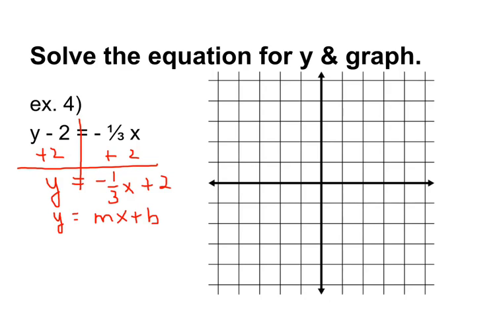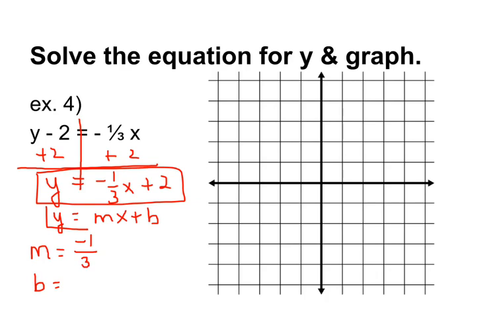Okay, now we're ready to do what we did yesterday, which is to write down our slope and our y-intercept from our y equals mx plus b equation. So our slope is -1/3. I'm going to put the negative with the top number, the 1. And then our y-intercept is 2, so to write it as a coordinate, it's 0, 2.